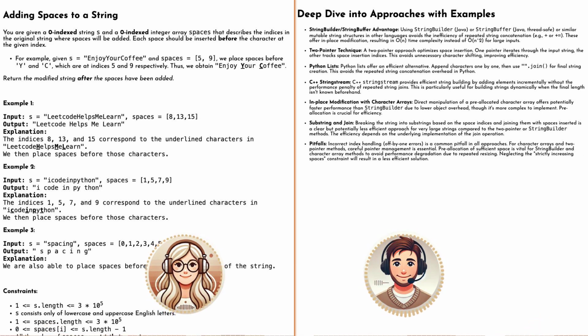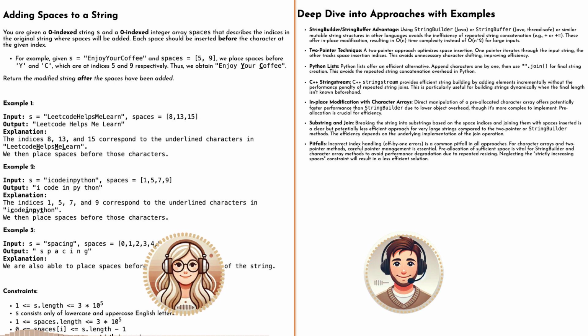Let's do it. Okay, let's walk through a concrete example to really see these approaches in action. We'll stick with "enjoy your coffee" and our spaces array [5, 9]. Sounds good to me. So if we were going the string builder route, we'd start by creating a string builder with an estimated size, right? Exactly. Our original string is 15 characters long, plus 2 spaces. So we could initialize our string builder with a capacity of 17.